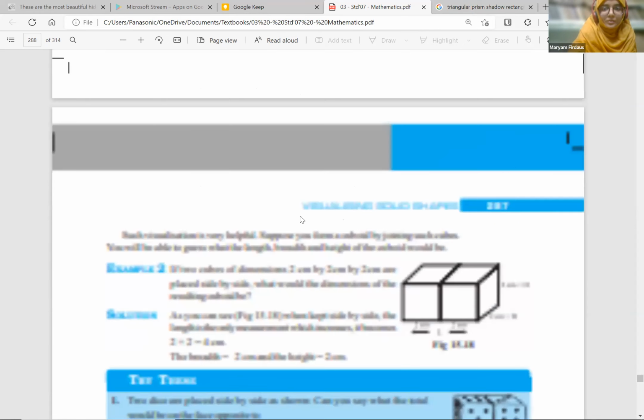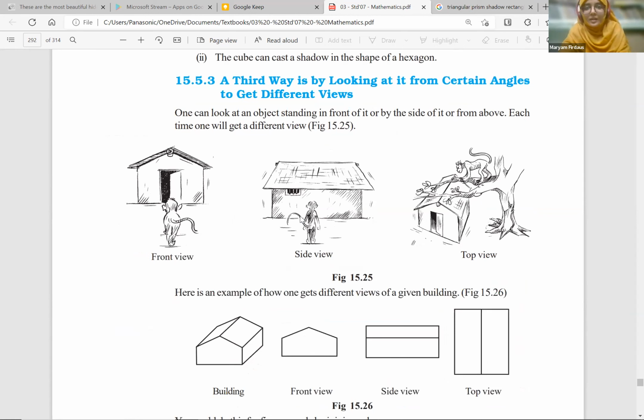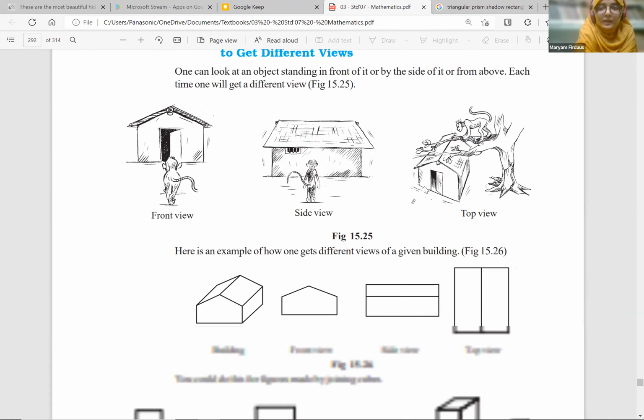Now let's go to this. Okay, this is a really interesting series of images that they've provided. Let's say a person, instead of the monkey, is standing in front of the house. There are 3 different views of that house. When you're looking at it from the front, it is different. From the side, it is completely different. From the top, you will have an even more different view.